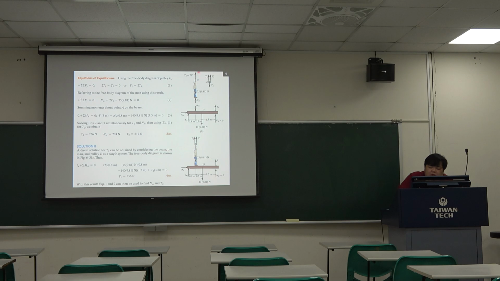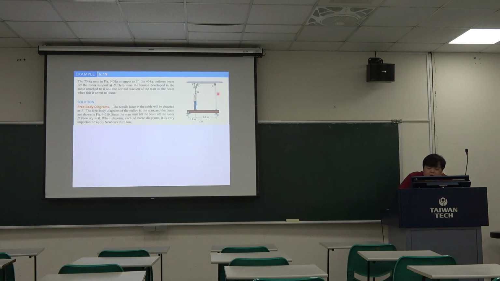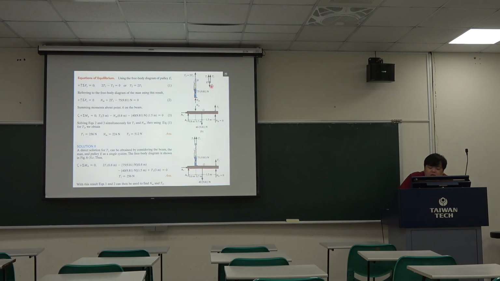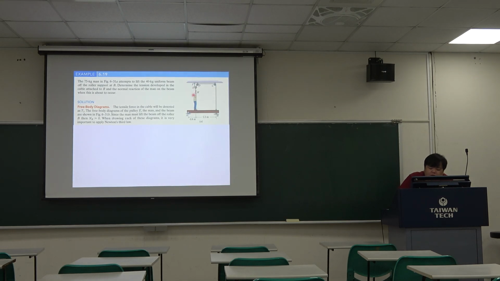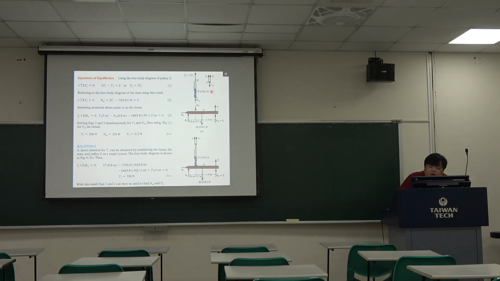This man pulls this cable. Okay, so this cable tension we call T2. For the first cable we use this, and for the second cable we use E to H. Okay, so in the first cable the tensile force is the same, and okay, so use the E part here. The pulley E has T2, and the pulley E also has the 2T1 here.